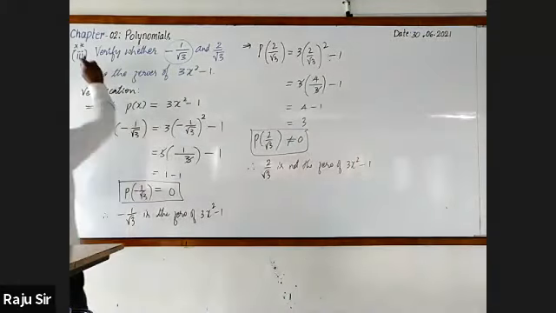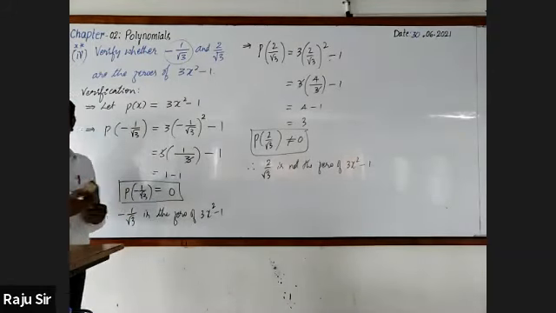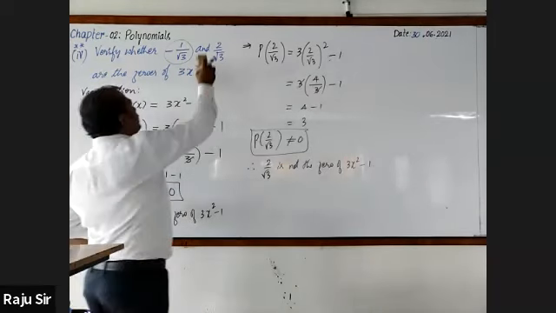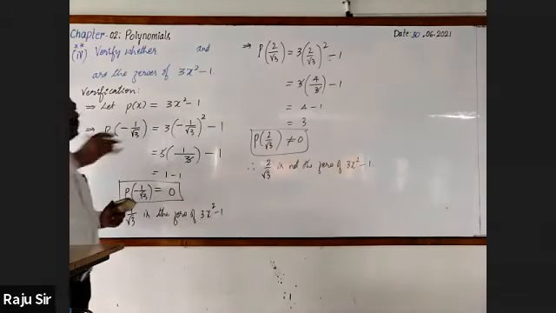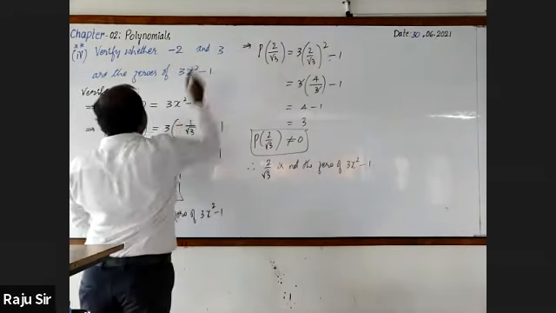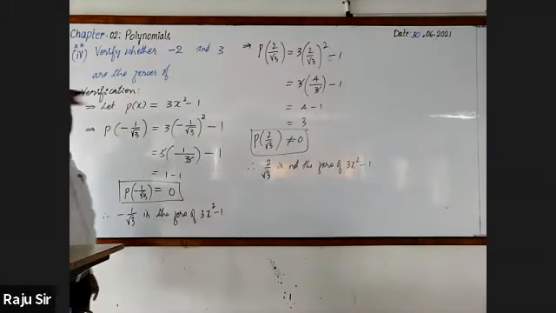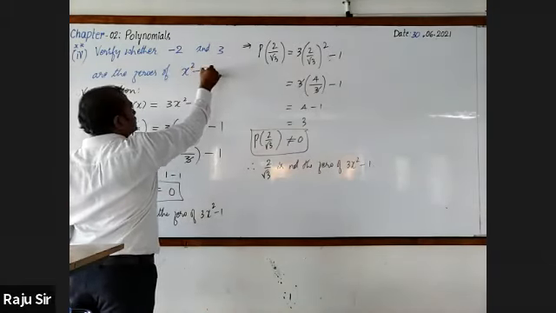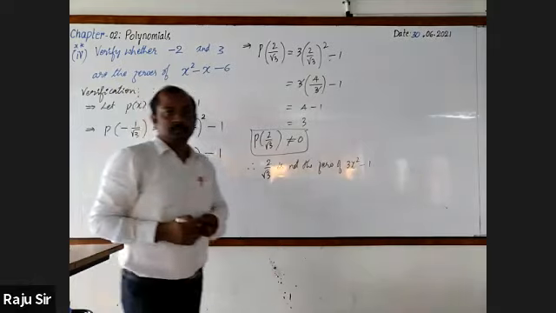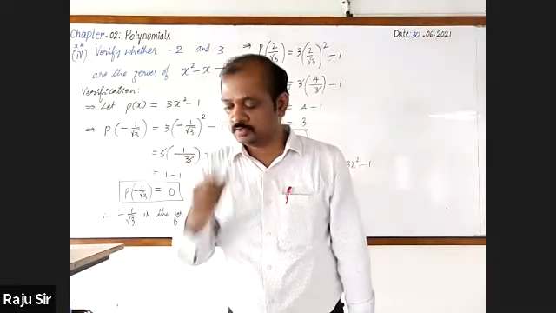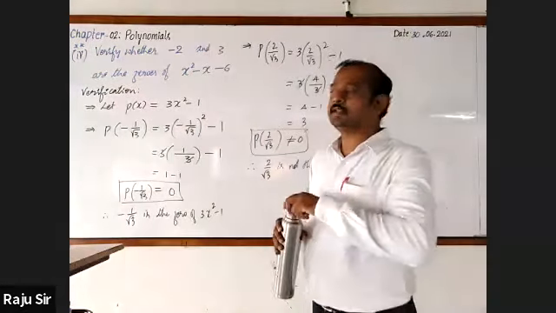Right. So, put star mark and copy the same. Verify whether minus 2 and 3 are the zeros of x square minus x minus 6. You have to check this and I give you just 20 seconds to write both. Within 20 seconds, you have to finish both.